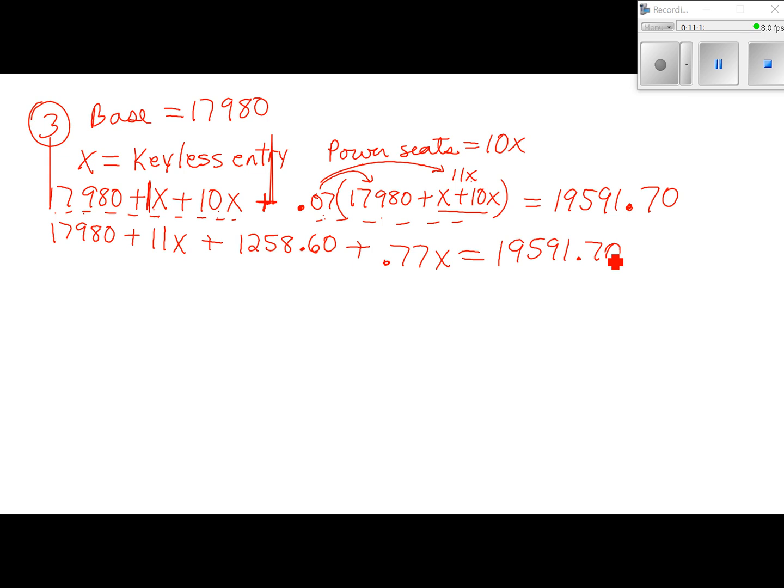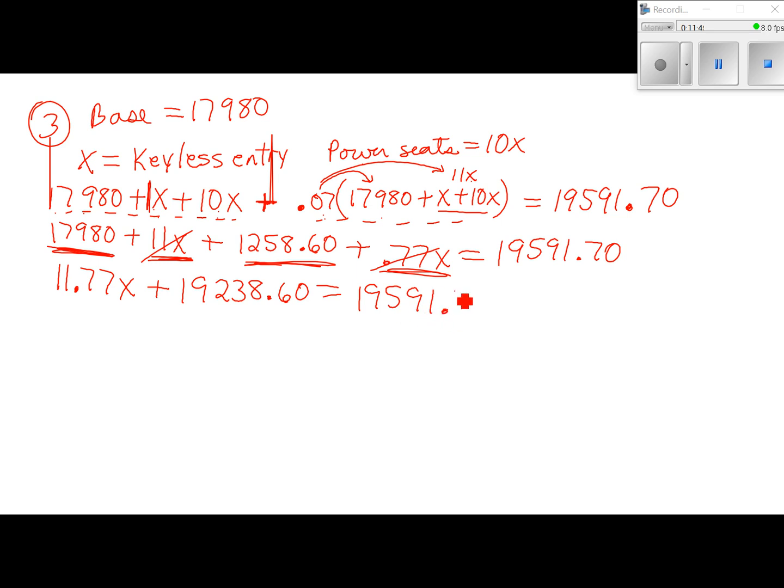Now all you're going to do is collect your like terms. We got 11x, we got a 0.77x, so that's 11.77x. We just put them together because they're on the same side of the equal sign. Then we got this 17,980 and this 1,258.60, and we put them together, and that comes out to be 19,238.60, and that all still equals 19,591.70. It's just an algebra problem. Next thing we're going to do is subtract off this 19,238.60 on both sides.